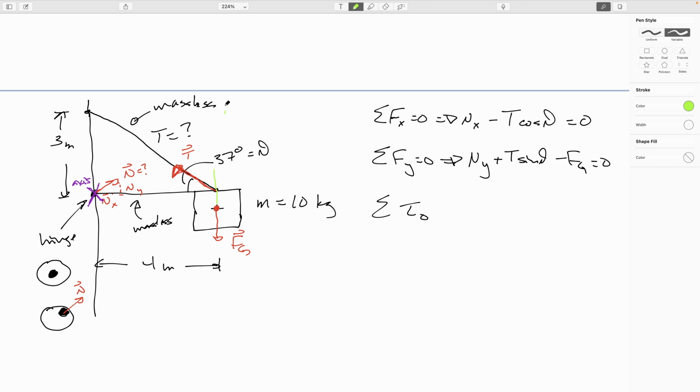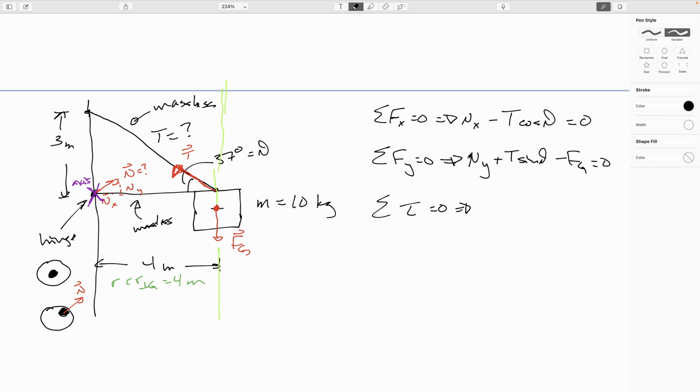So the line of action for gravity is this. Okay. And so this distance, if we call this 4 meters here, r, that is our lever arm for gravity, so I'll call it r perpendicular g, and that is 4 meters. Okay, great. So, sum of torques equals 0. So that's going to give us a clockwise torque there.